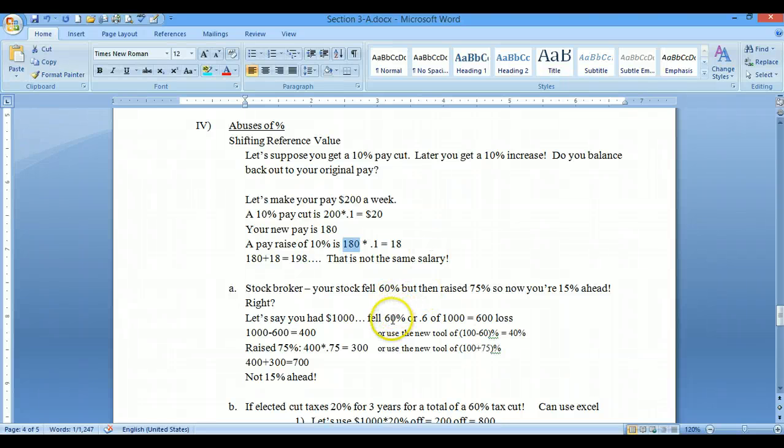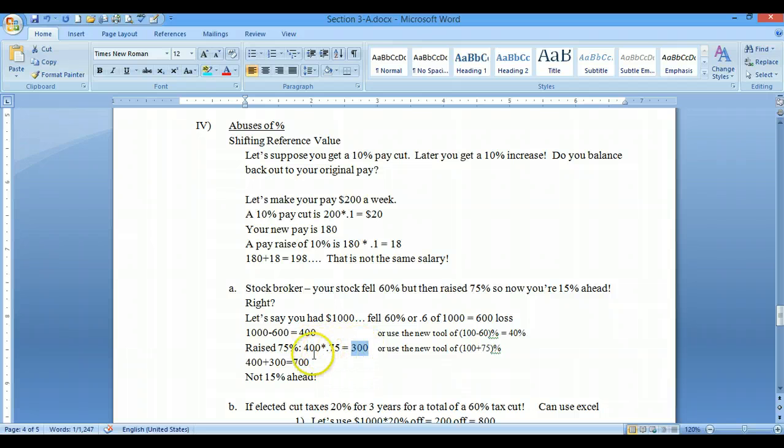If I fell 60% of my 1,000, it's 0.6 of my 1,000, or a $600 loss. So if I have a $600 loss of 1,000, 1,000 minus 600 is $400. Or if you'd like to use your new tool that we just learned, the formula, 100 minus 60 is 40%. 40% times 1,000 is 400. Then we increase by 75%. So I'm going to take my 400 and increase it by 75%, or 400 times 0.75 is 300. And that's my increase, or you can use your new tool, which is 100 plus 75, and do 175% times your 400. But in this case, we're going to go back to the old school way. So I increased by 300.